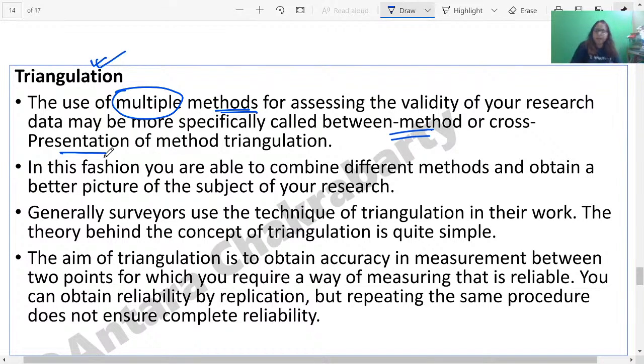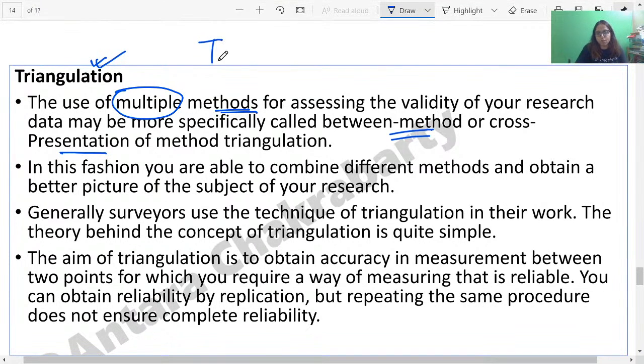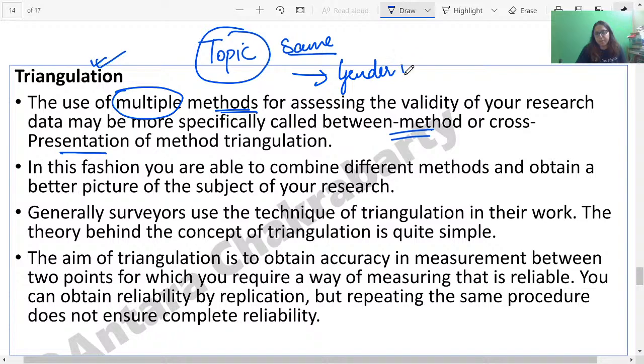राइट. सो ट्रायंगुलेशन में क्या होता है, generally they try to confuse you by giving you these concepts कि टॉपिक आपका अलग होगा कि नहीं. सेम टॉपिक आपको रखना है. Let's imagine I am studying gender violence. मेरा टॉपिक है जेंडर वायलेंस. अभी इस जेंडर वायलेंस को पढ़ने के लिए मैं मल्टीपल मेथड्स यूज करूंगी. I can use qualitative method, I can also use quantitative method, depends on what I am using.